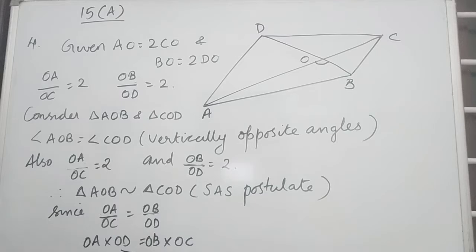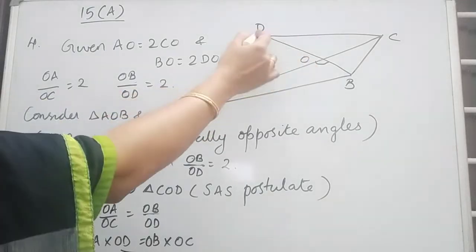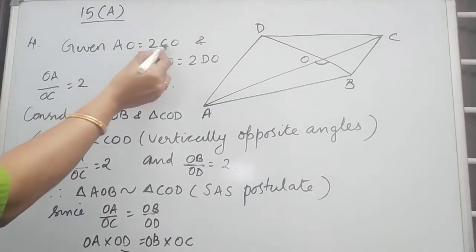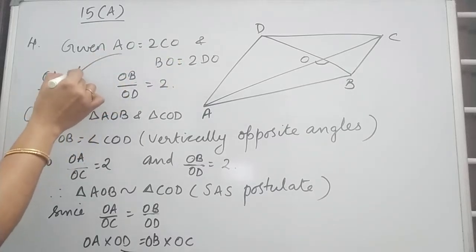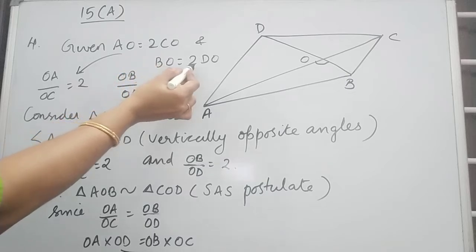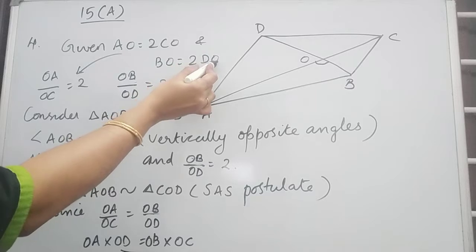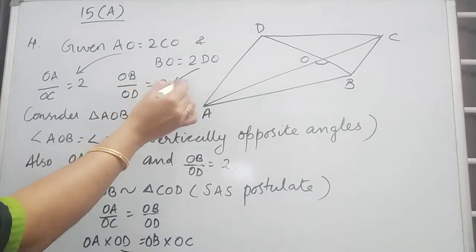Given ABCD is a quadrilateral. So look at that figure. AC and BD are the diagonals that intersect at O. Also given AO is equal to 2CO. So since AO is equal to 2CO, AO divided by CO is equal to 2. And also given BO is equal to 2DO. So BO is same as OB. So OB divided by OD is equal to 2.